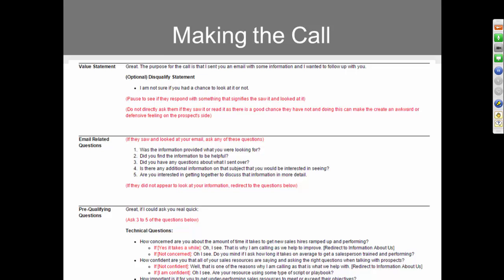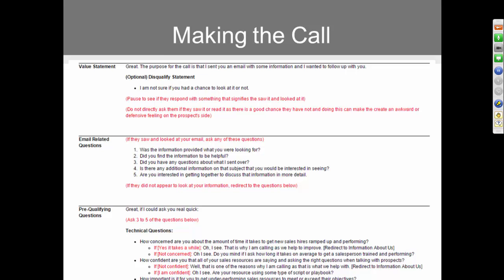If they know who you are and what you're talking about, you could ask them some direct questions about the email. So if they say something like, oh yeah, I saw that, it was interesting, then you could ask them some email related questions. Oh, was that helpful? Is that what you're looking for? Is there any other information on that topic that you would be interested in seeing? So you're using the email as a reason to talk to them, and then you can work your way towards asking them some of the qualifying questions that might allow you to sell more of your products or services.